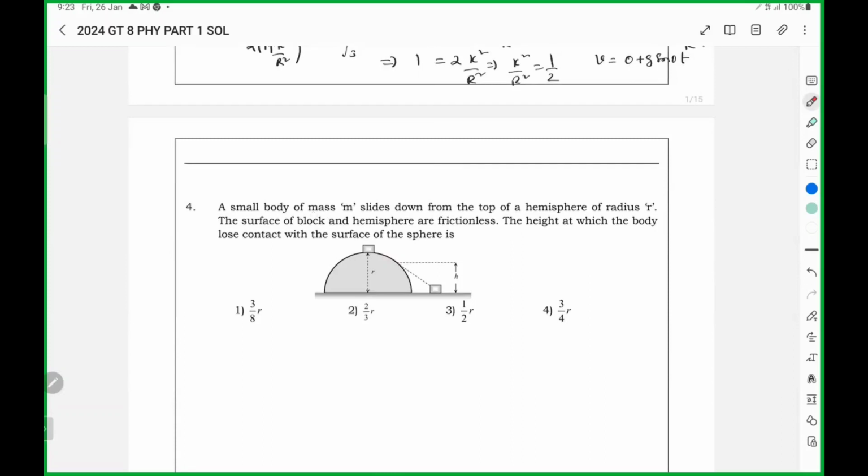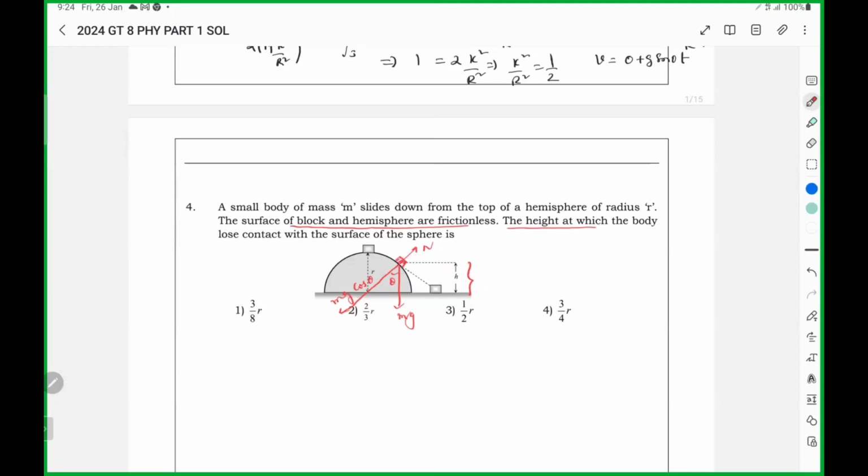A small body of mass m slides down from the top of a hemisphere of radius r. The surfaces of the block and hemisphere are frictionless. Find the height at which the body loses contact. When it is in contact with the surface, when it comes to a height h, the forces acting on it are the normal reaction perpendicular to the surface. At this point, you draw a perpendicular that passes through the center. Weight acts downwards, so its component mg cos theta will act along the normal.